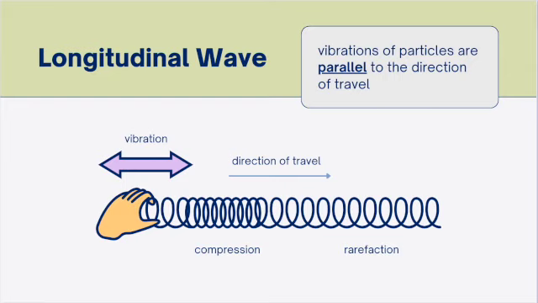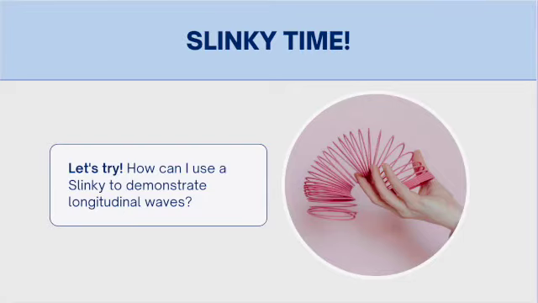The next type of wave we're going to talk about is a longitudinal wave. A longitudinal wave has vibrations of particles that are parallel to the direction of travel. So as you see, the vibration is moving horizontally and also the direction of travel is. Time to demonstrate it with a slinky.